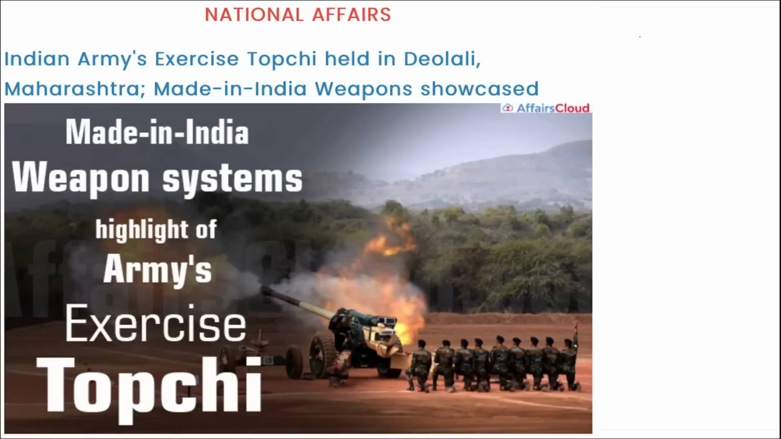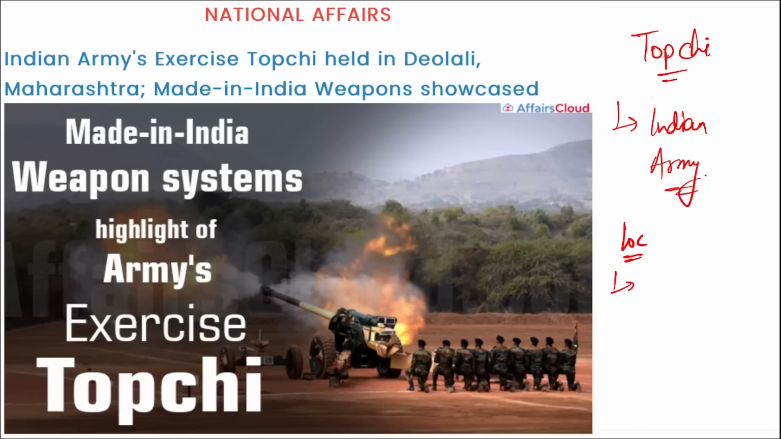First, we are talking about the Indian Army and the name of the exercise is Topchi. Topchi is the name of the exercise that was held in India. This is conducted by the Indian Army. It is the Indian Army's annual firepower demonstration exercise. Where was this exercise held? This was held at the School of Artillery in Devlali in Maharashtra.